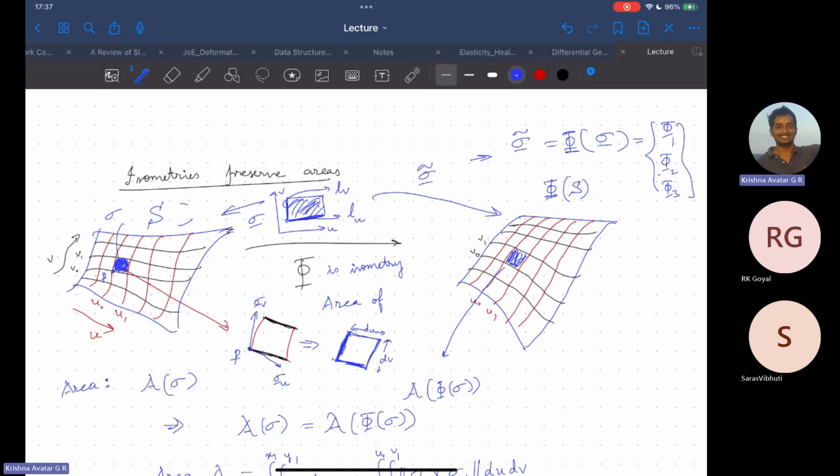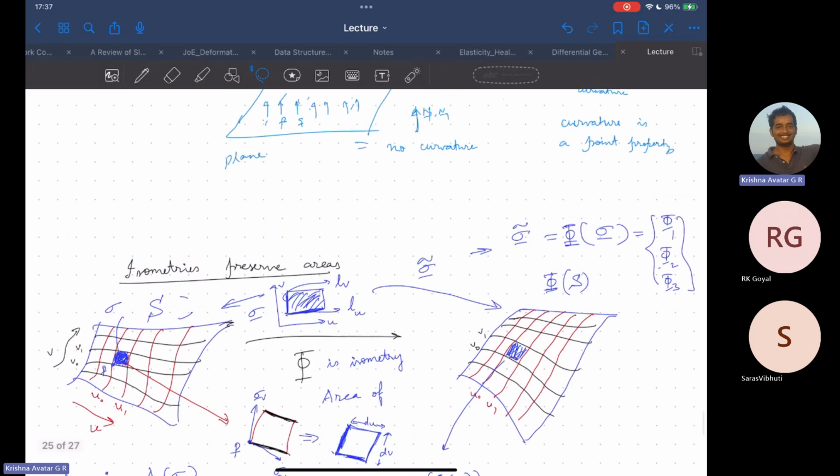Now I can write this more clearly. This is the mapping, and we would want to have the Jacobian of this. So d sigma tilde will be equal to... now we are mapping one vector element d sigma from this surface here to this surface, which means it will result in a matrix vector product.